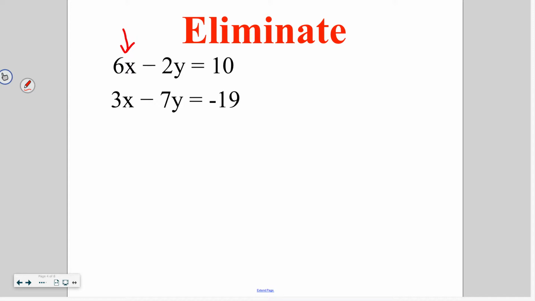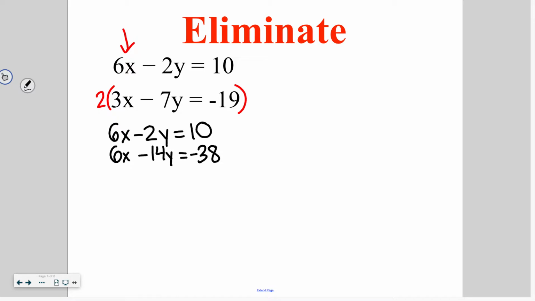So in order to get from 3x to 6x, I need to multiply that by 2. If I'm multiplying one of the pieces, I have to multiply that whole equation by 2. So we haven't changed our top equation. We've still got 6x minus 2y is equal to 10, but our second equation has now become 6x minus 14y is equal to negative 38. So we took that second equation and multiplied everything by 2, so now our x's match up.